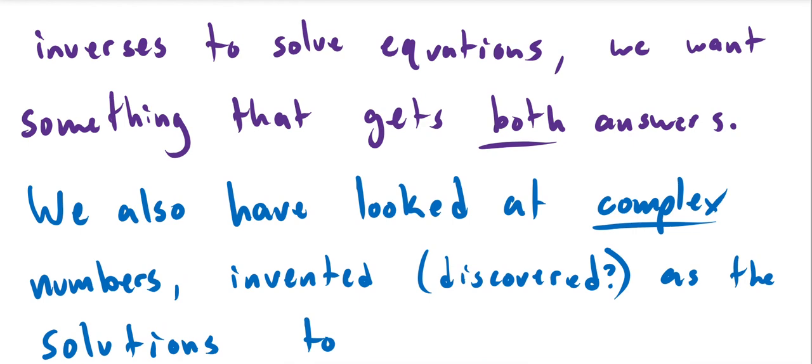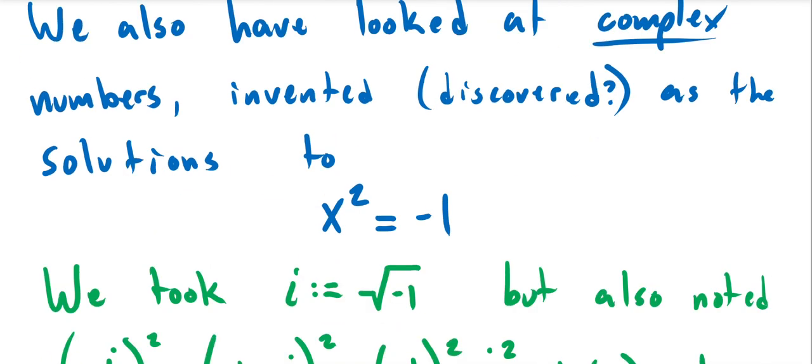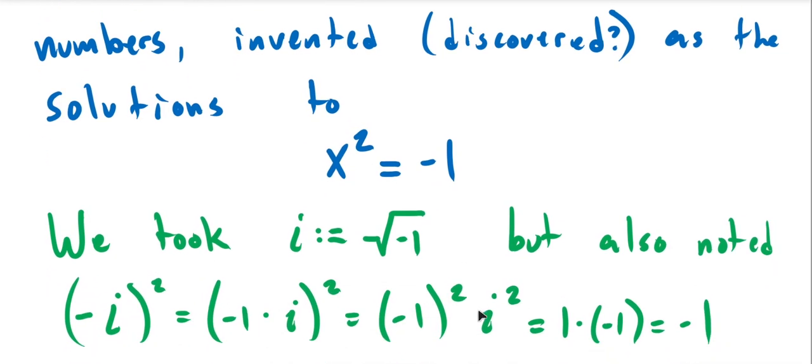We saw this when we looked at inverses of functions, and we also saw this when we looked at radicals and square roots in the last section, but we also saw this when we looked at complex numbers. We invented, or perhaps discovered, complex numbers as being the solutions to x squared is equal to minus 1. And we said, all right, then we're going to take i, a made-up thing, or perhaps aren't they all made-up things, as being the square root of negative 1. The thing which, if I square it, gives me minus 1. But we also noted that its negative, or its complex conjugate, is equal to minus 1 when you square it.